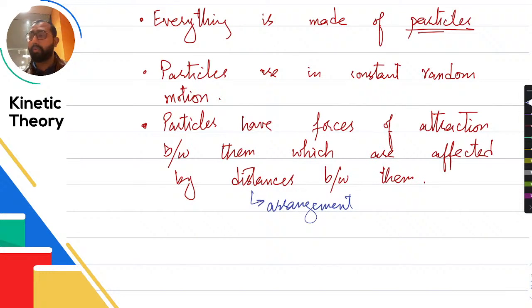Let me review them. Everything is made of particles. These particles are in constant random motion. And that motion obviously is affected by the forces of attraction that they have, which depend on the distances between particles. Now, there are four main ideas here that you need to know, and everything that you're able to explain using kinetic theory and everything they're going to test you should be able to explain using these four ideas. Let me highlight them. The first keyword that we have is motion.